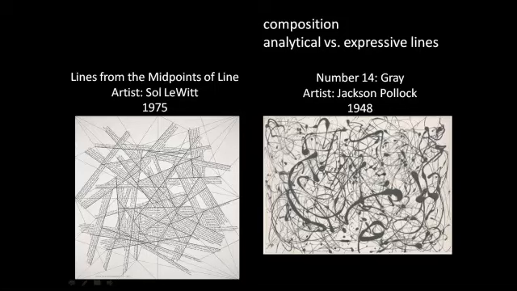So this lecture is about formal elements, the building blocks of art. What this means, the building blocks of art, are the small individual components that work together to make an overall composition. We're talking about things like line, shape, color, etc.